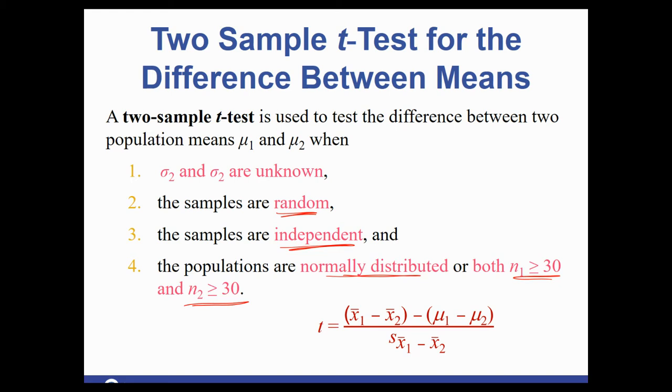Now, with this section, though, there's going to be one more piece of information that they're going to tell you, and that is whether they are equal or unequal variances. That nugget of information is going to change the formula and change how you find degrees of freedom. So we've got to watch for that.